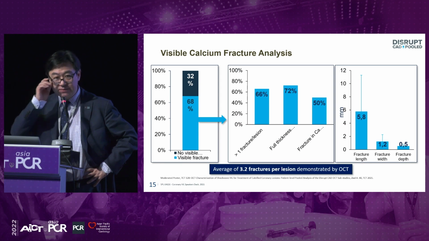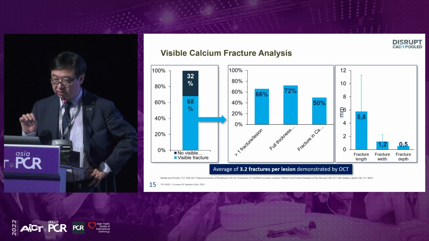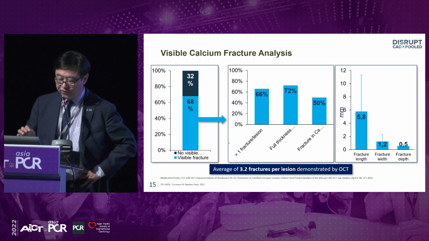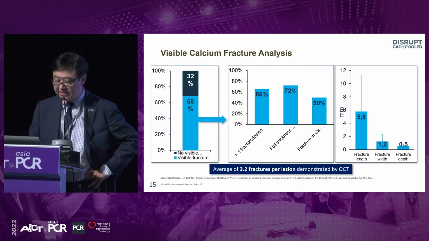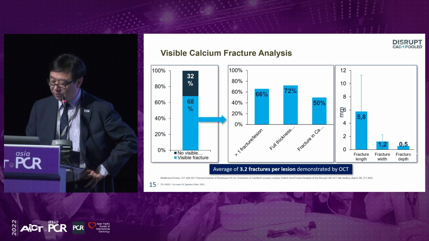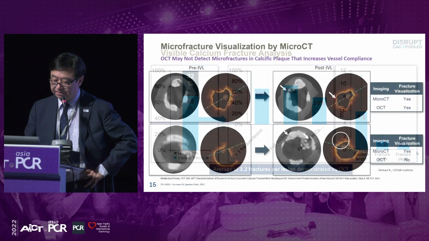Now, in terms of visible calcium fractures, as you saw from the picture from Fahim's talk, in fact, on OCT, 68% had actual visible fractures and 32%, 1/3, didn't have visible fractures. On average, 3.2 fractures were seen per lesion on OCT. Full thickness cracks were about 2/3, and also one crack at least in 66% of the cases. And this is measured in terms of fracture length, width, and fracture depth.